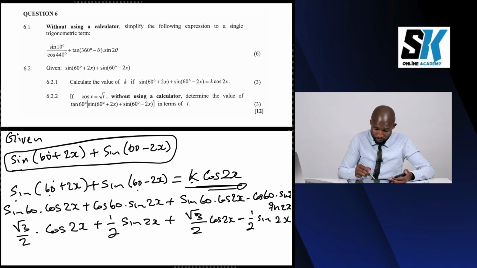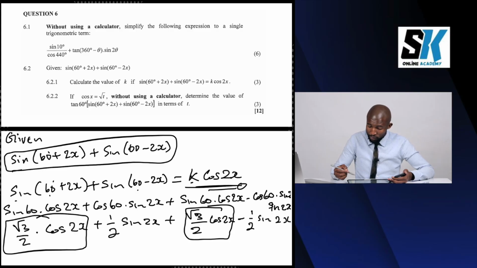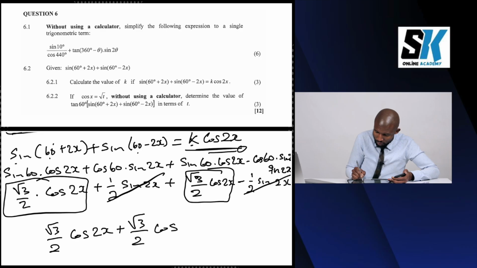Now we have root 3 over 2 cos 2x, here's a like term, so we're going to add those two. So these two are actually our like terms. And now we have half sine 2x and also minus half sine 2x. So those two will simply cancel out because they give you a 0. And now you are left with root 3 over 2 cos 2x plus root 3 over 2 cos 2x.